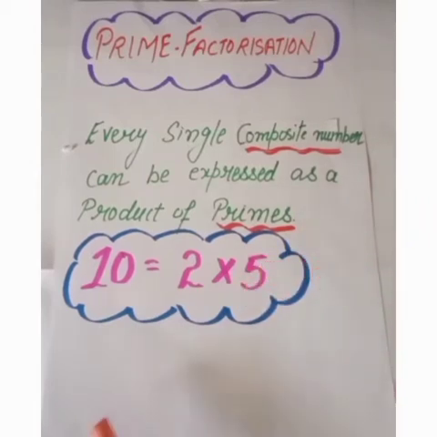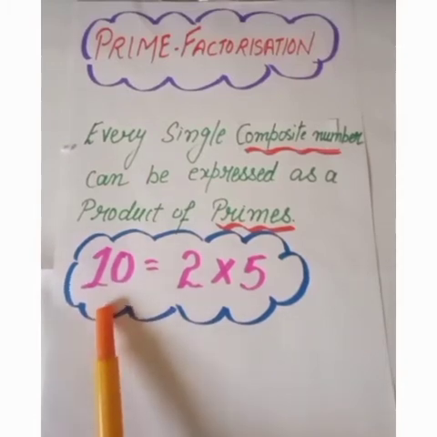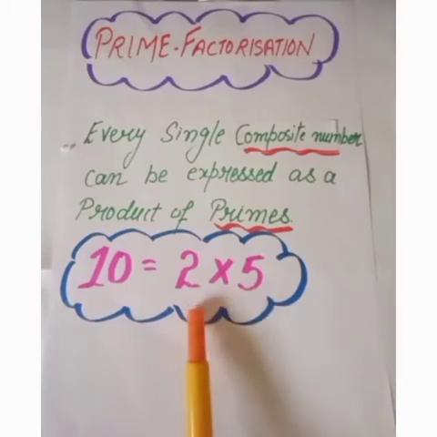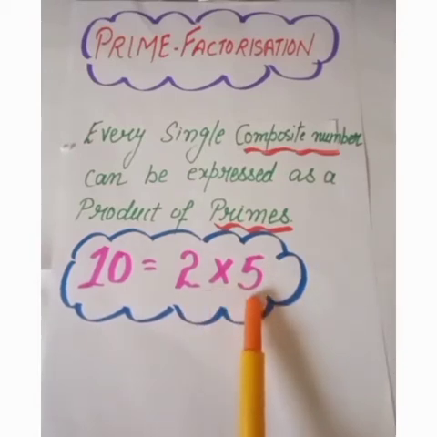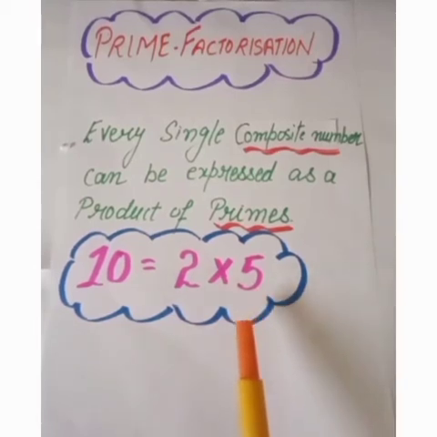Just see one example, number 10. 10 is a composite number, and we can change this into two prime numbers: 2 multiplied by 5. This is the product of two prime numbers. 2 is a prime number and 5 is also a prime number. So prime numbers are very important in our mathematics. You can take any other example.